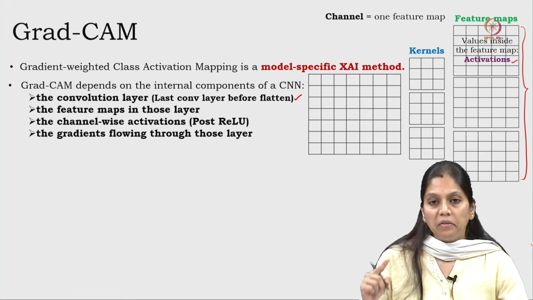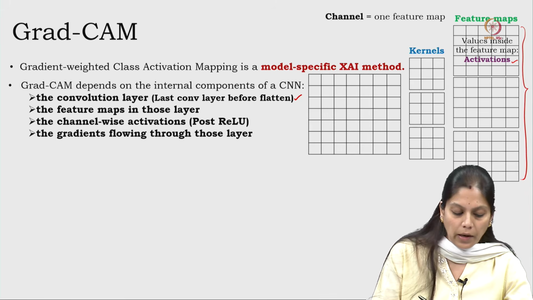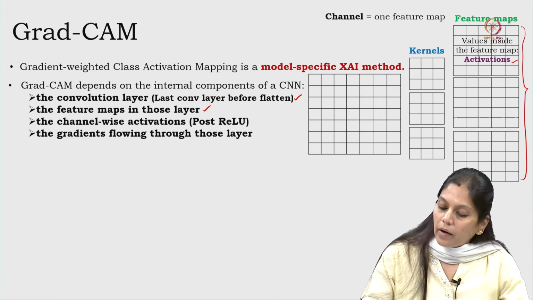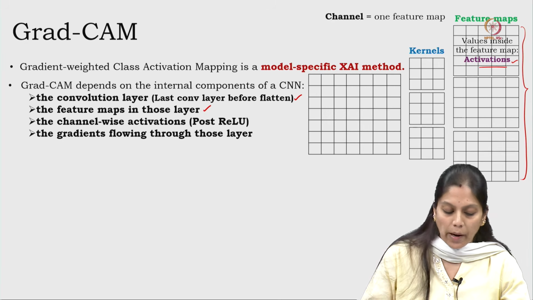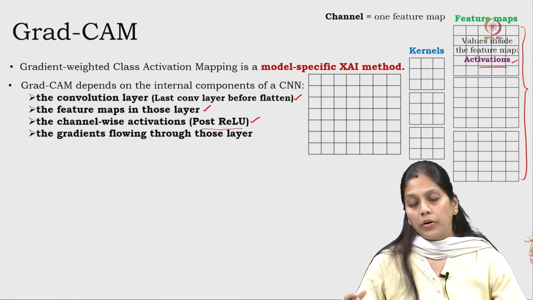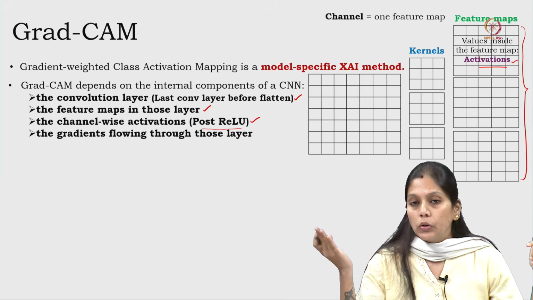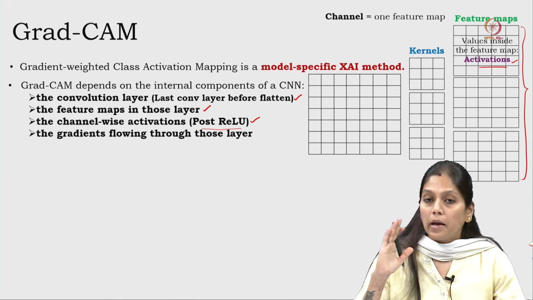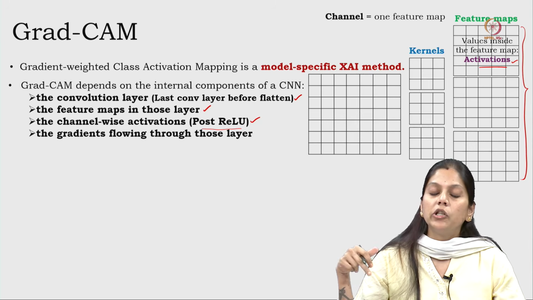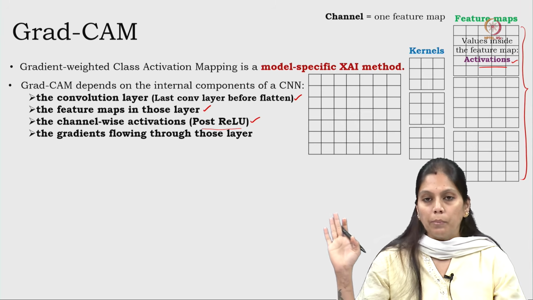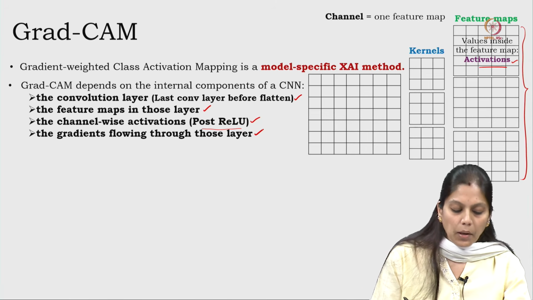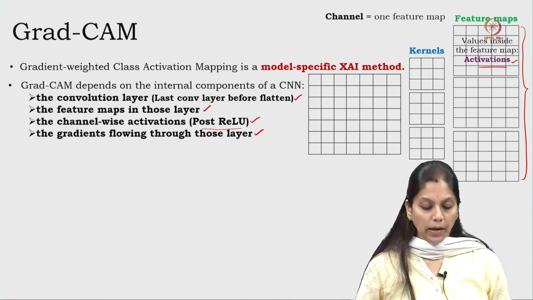Which feature maps? Once again, the feature maps of the last convolution layer only. Grad-CAM also uses the values of all of these feature maps, that is, channel-wise activations. Why is that? We have written here post ReLU. Soon after we get the feature map, we pass it to ReLU, so that if there are any negative values in the feature map, ReLU removes them and makes them 0. Now these feature maps have only 0 and positive values. Grad-CAM also depends on the values here, and on the gradient flowing through these layers.